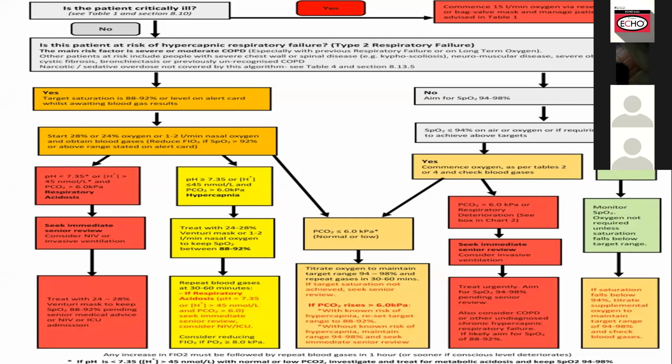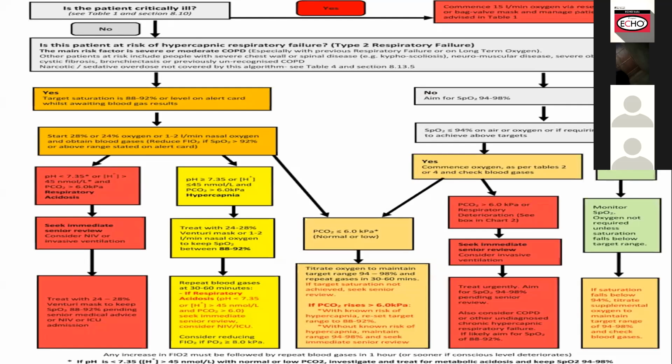First, you will ask yourself if your patient is critically ill. If a patient is really critically ill, you will start by oxygen administration. If it's critical illness, you start with 15 liters per minute of oxygen, of course by using a simple mask. Just don't start with a nasal cannula on a patient who is critically ill.